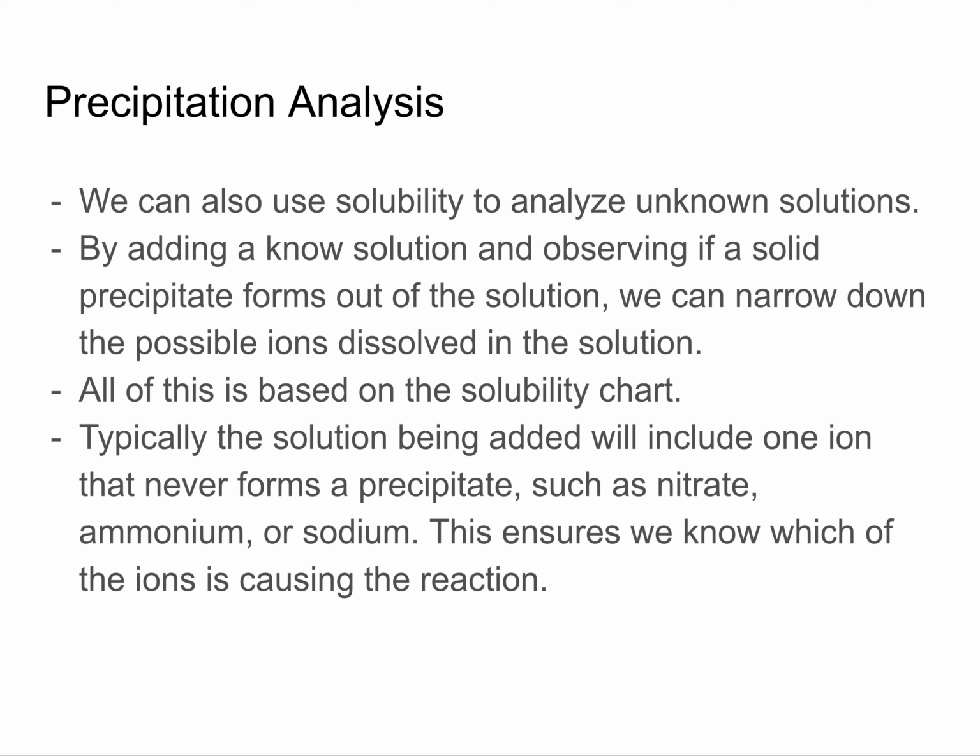Now, when we do that, what we will usually do is we'll ensure that our known solution only contains one type of reactive ion. So we'll often pair the ion that we are using as a test with another ion that is non-reactive, like nitrate, ammonium, or sodium, because those compounds, if you look at your solubility chart, don't form any precipitates with any types of ions.